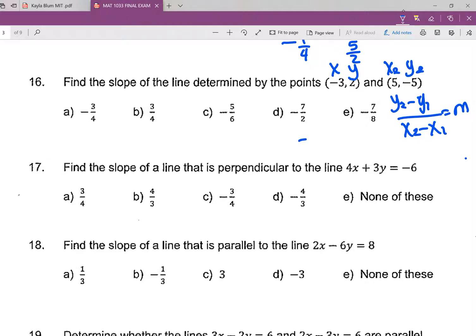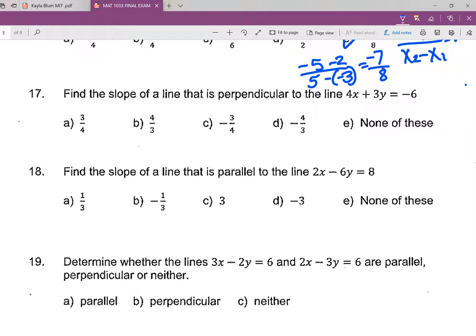So I have negative 5 minus 2 over 5 minus 3. So this is negative 7 over, looks like 8. And for number 16, your answer choice should be E.